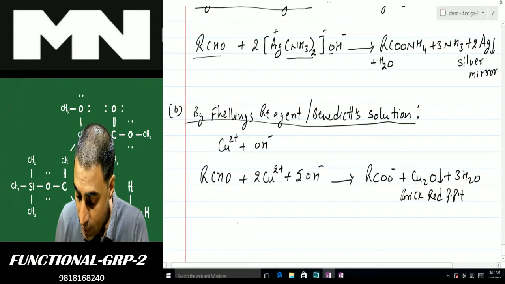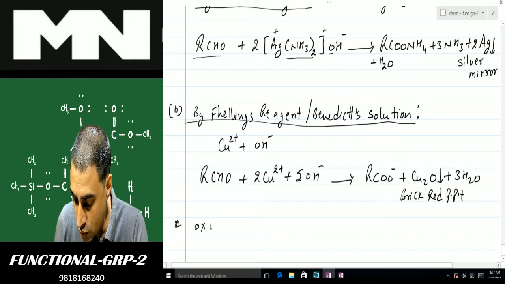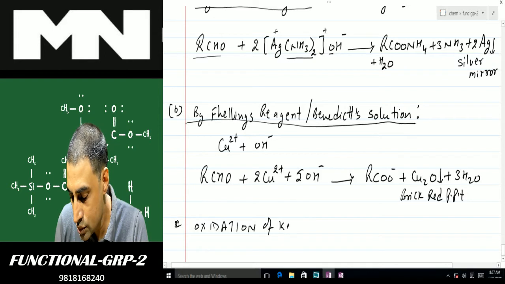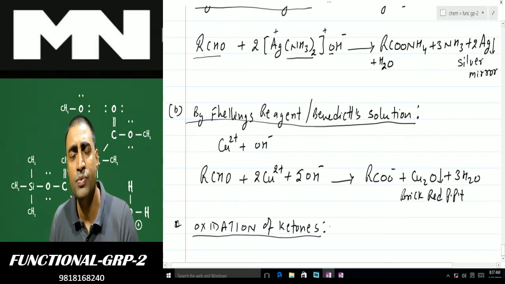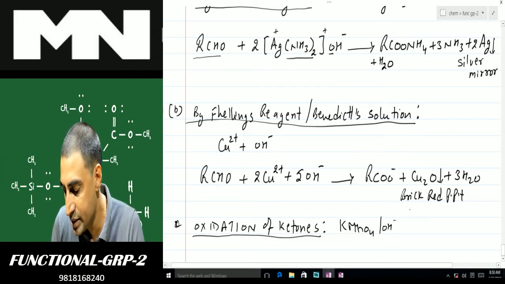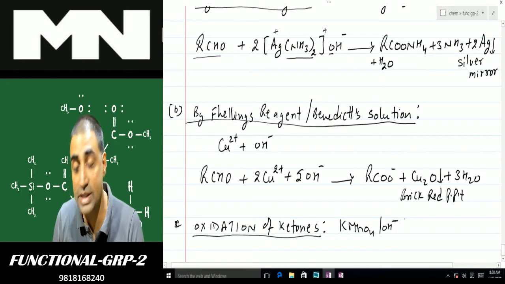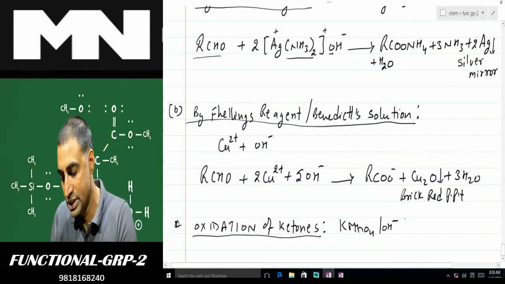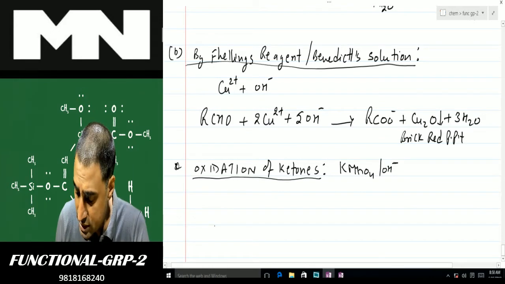Now we'll see oxidation of ketones. As I told you, oxidation of ketones cannot be carried out by a weak oxidizing agent like Fehling's solution, Benedict's solution or Tollens reagent. We have to use a strong oxidizing agent like KMnO4 in alkaline medium. Here it will act as a strong oxidizing agent because we need to break the carbon-carbon bond in this case.